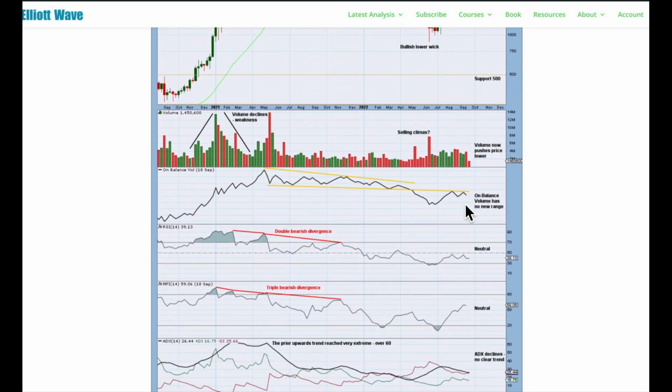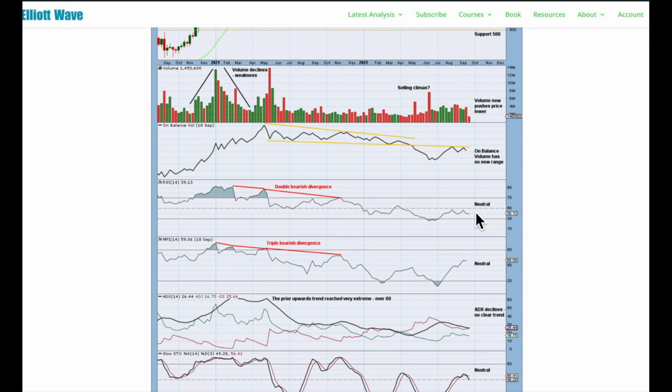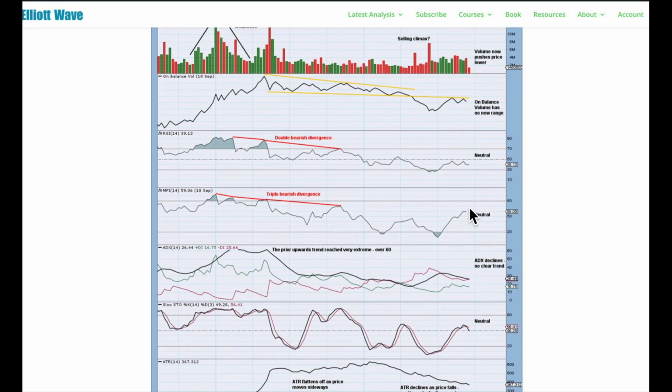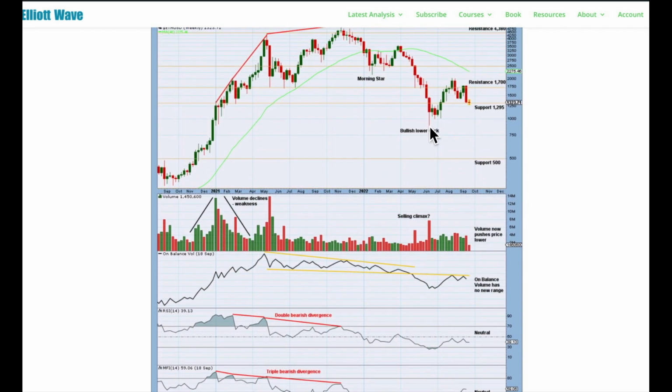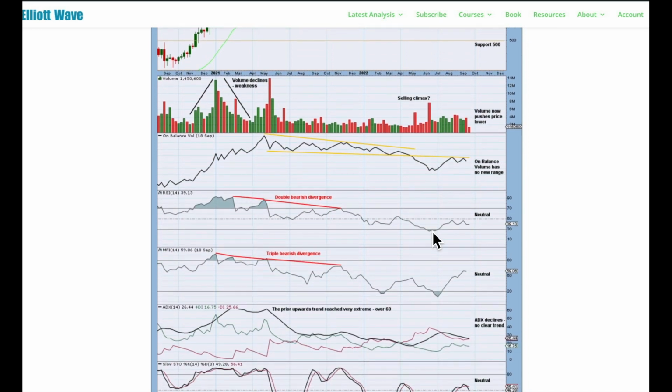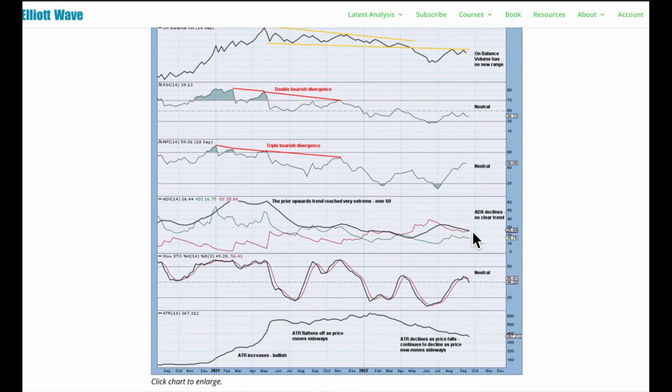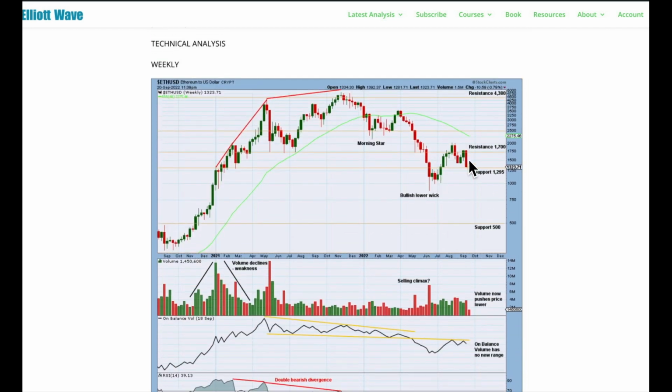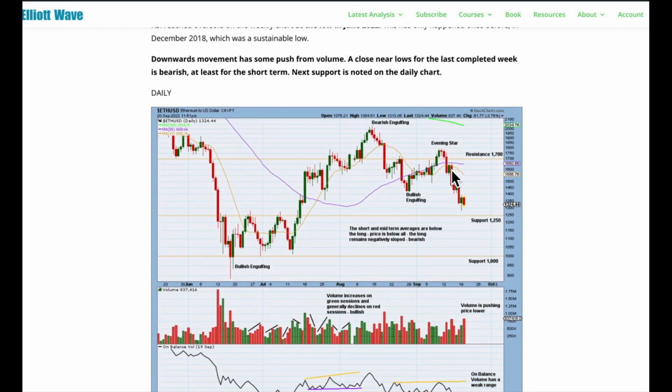On balance, volume has no new range. The last signals it gave were weak bearish signals as it's remaining below resistance. RSI is back in neutral territory, as is money flow index. There's no bullish divergence at this low, but again, very bullish that RSI managed to reach oversold. ADX is still declining. There's no clear trend at the weekly chart level. Stochastics neutral and ATR declining as price falls, and now as price is essentially moving sideways.